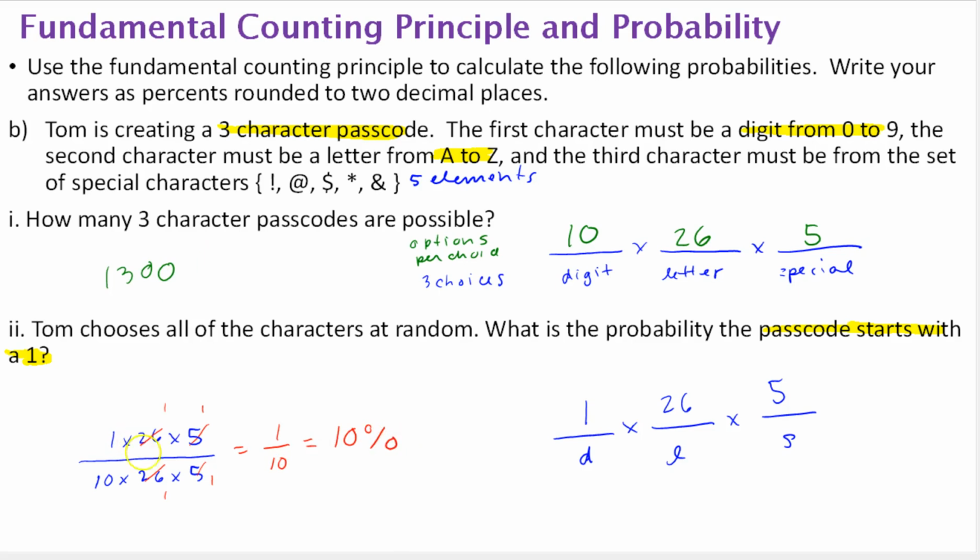Okay, and yes, you can compute this on your calculator, but sometimes it's useful to do it this way because you can see that a lot of the options haven't changed, so they've just canceled each other out. And notice the passcode starting with a 1, well, that's independent of the letter or the special character, and 1 is 1 out of the 10 digits. Let's look at the next one.